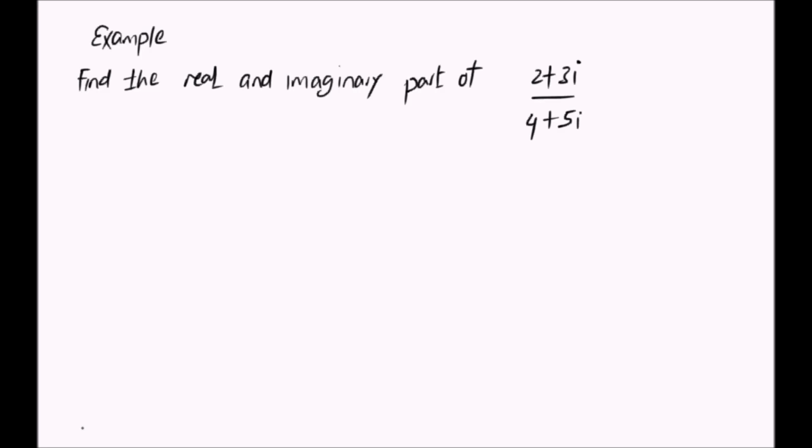Alright, welcome again to another tutorial of the topic complex numbers. So in this tutorial we're going to solve some examples. Let's start with the first example, the one you see on your screen. The example says find the real and imaginary part of (2 + 3i) over (4 + 5i).